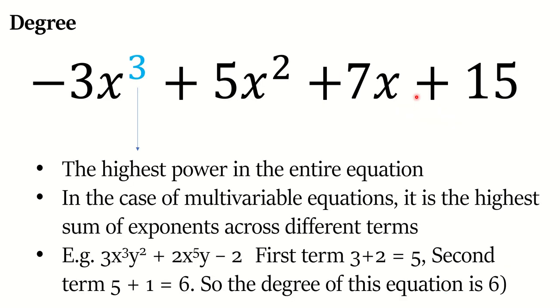And finally, we come to the degree of a polynomial. We will delve more into this in the subsequent videos. But for now, you need to understand what a degree is. See, these 3, 2 are all called the power or exponent of the variables. So the degree of a polynomial is the highest power in the entire equation. If you see here, 3x cube, here 3 is the biggest, x square is lesser than 3. So in this case, the degree of the polynomial is 3.